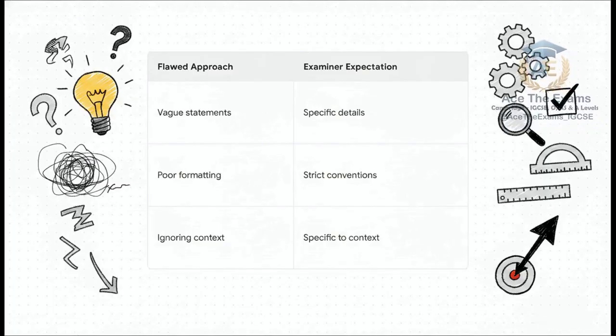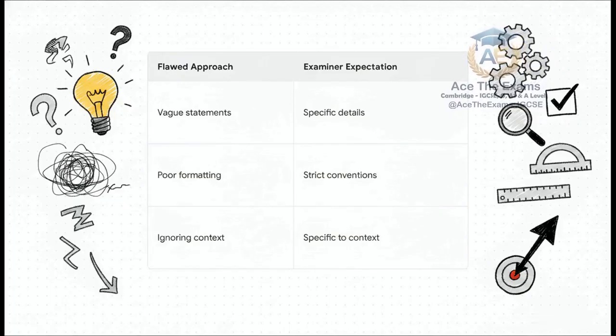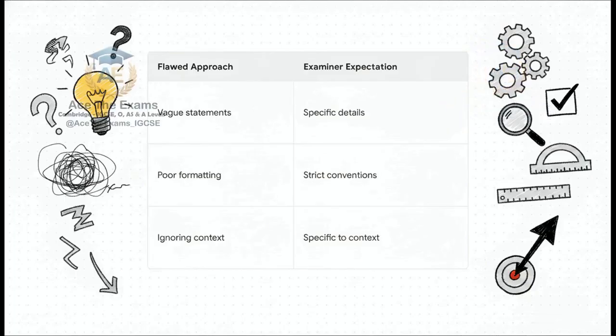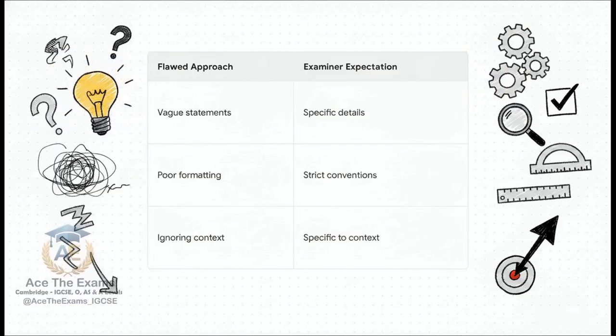First, you lose marks when your approach relies on vague, generalized statements instead of specific, detailed mathematical reasoning. Second, you lose marks for poor formatting, where strict adherence to math conventions is expected. And perhaps most importantly, you lose marks when you just ignore the unique context of the prompt. Your answers must be anchored directly to that given context. You cannot just write down a generic kinematics formula, plug in some numbers, and hope for the best. It doesn't work that way.